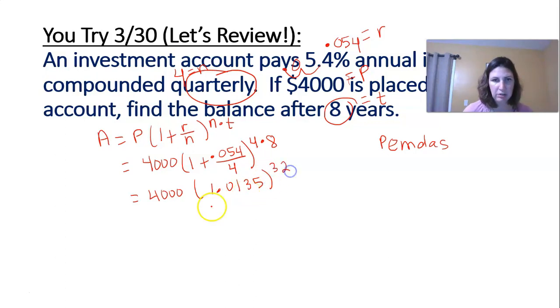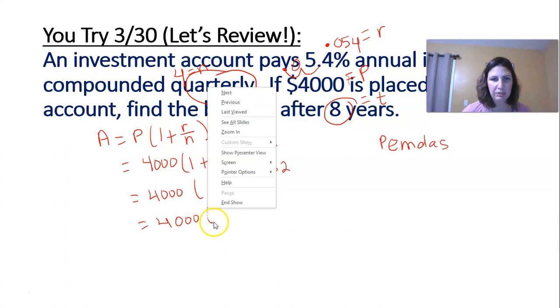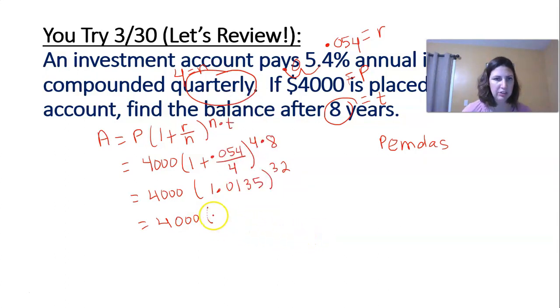So you guys should have 32 up here. And I would just do this all on my calculator, and I told you guys that yesterday. When you take 1.0135 to the power of 32, you get something like 1.54. And you multiply that times 4,000, it's going to give you something like $6,143.56, something like that. So hopefully you guys got that one right from yesterday.